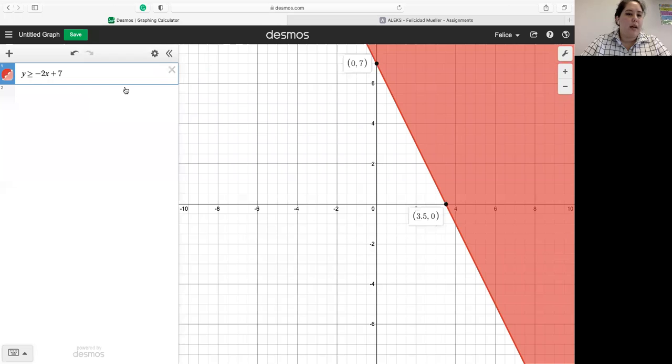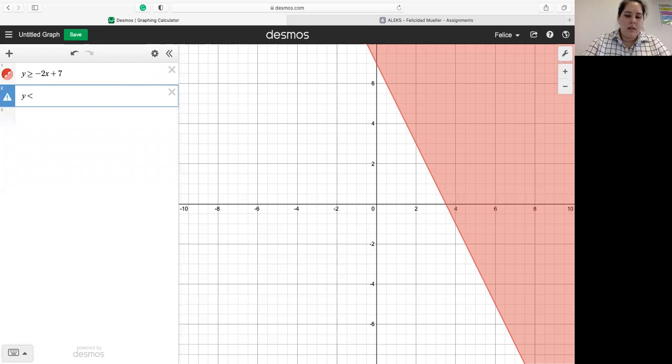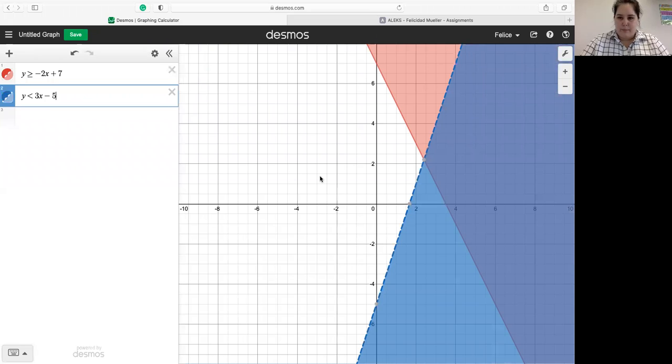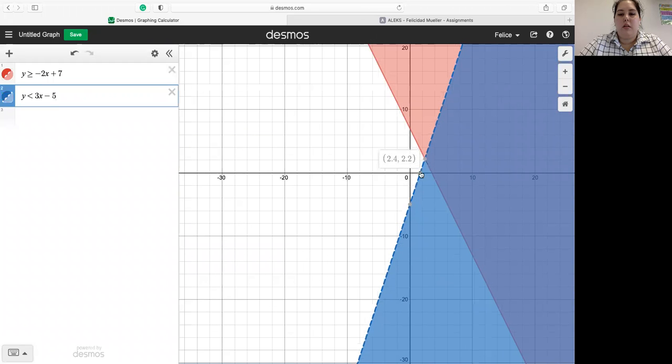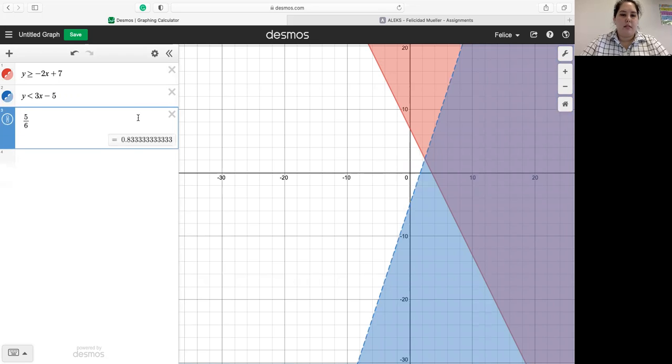Next, we're going to do 3x minus 5. So y is less than 3x minus 5. So I would use the 0.5, negative 5, and the 2.4, comma 2.2. You could use this 1.667, but at that point, it's better to have this as a fraction because this would actually get you the wrong line if you used this decimal. This decimal is the same thing as 5/6. I'm sorry, not 5/6, 5/3.